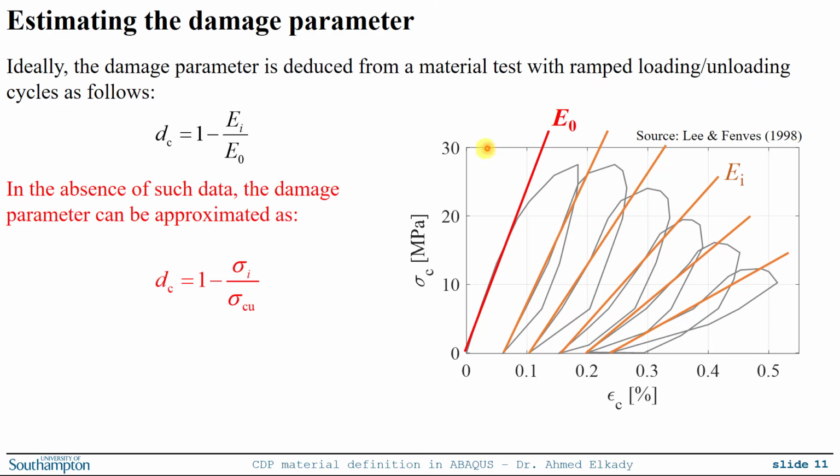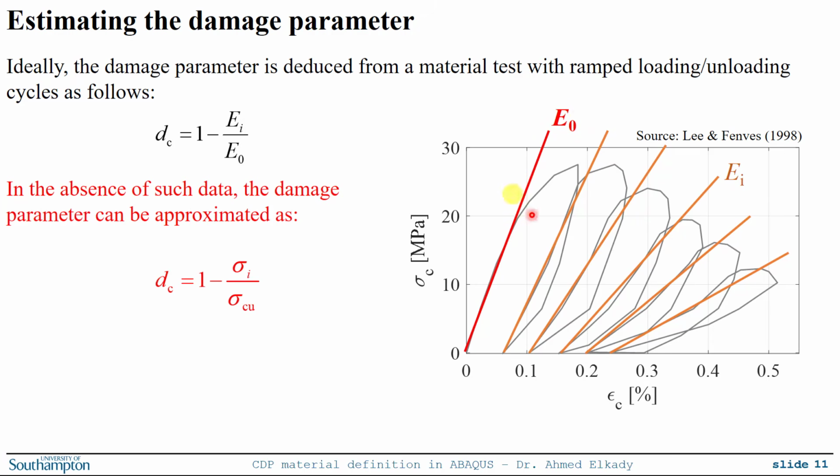So this is one example here from this reference over here. You can see here in compression, you load your concrete, you unload, you don't go to tension, and then you reload again, you unload, you reload, and so on. Then you can compute the damage parameter explicitly using this formula. This is pretty much the ratio of the unloading stiffness at any strain divided by the elastic modulus. So it's very, very straightforward.